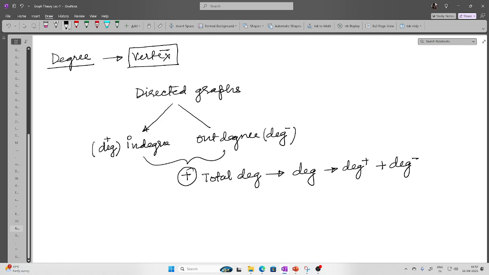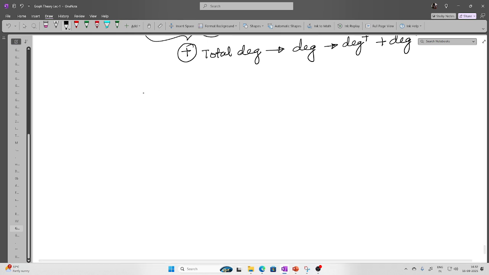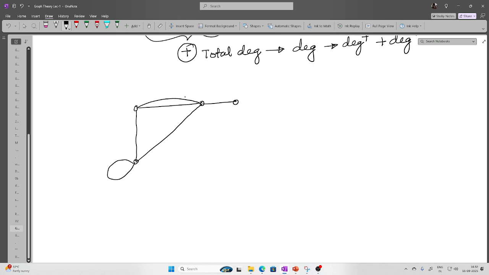To understand this fact, consider this graph, a directed one. So let's say this is the graph. Now in this particular graph, let me make this a directed one first. The vertices are A, B, C and D. Now I am interested in knowing the in, out and total degree of each vertex.